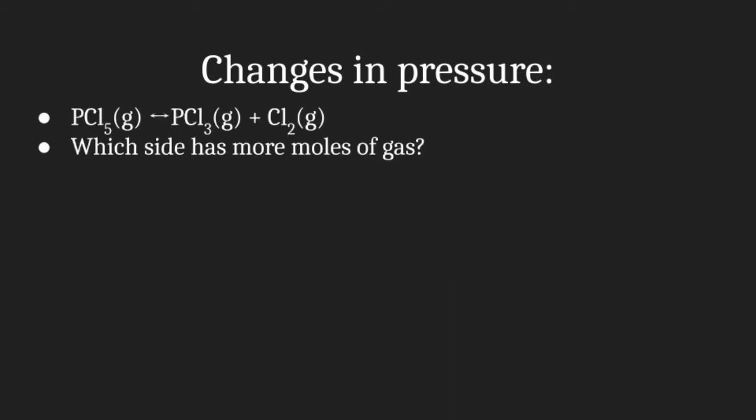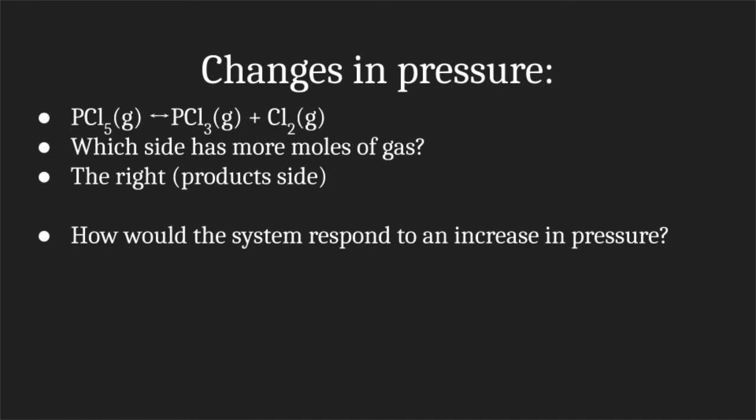So now let's try a different example. Here we have PCl5 is at equilibrium with PCl3 and Cl2. So which side has more moles of gas? On the left, we have 1 mole from the PCl5. Then on the right, we have 2 moles, 1 mole of PCl3 and 1 mole of Cl2. Therefore, the right, or the product side, has more moles of gas. Therefore, it will be more affected by a change in pressure.